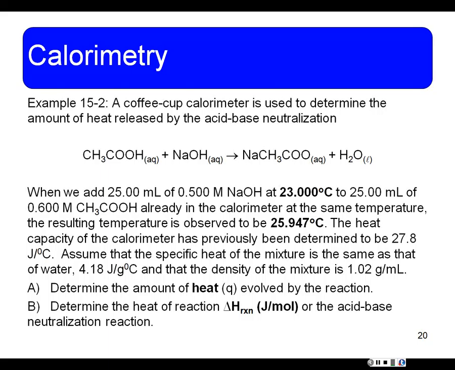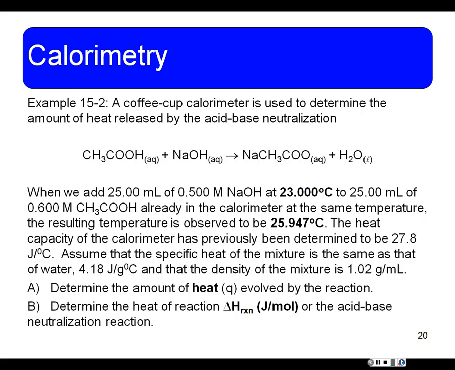The first thing, like I said, I always do is find my change of T. We have 25 mL also of our acetic acid, at 0.6 molar. Remember that uppercase M is molarity. That's for concentration. Molarity is equal to moles per liter, or millimoles per milliliter.